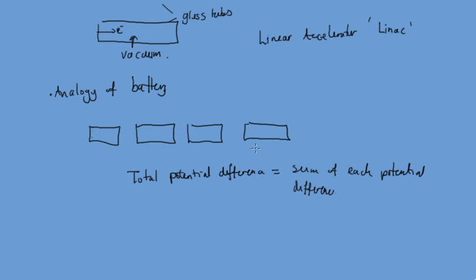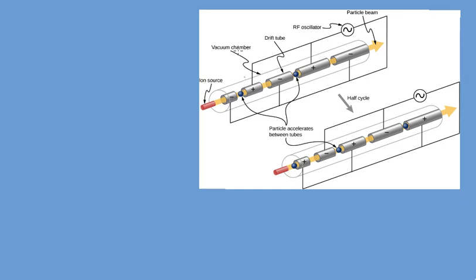So this was the idea behind the first particle linear accelerators. The first linacs were made in the 1920s, and they travelled through a series of tubes called drift tubes. So here is a diagram of the linear particle accelerators. So we have these drift tubes, which are kind of analogous to our batteries.